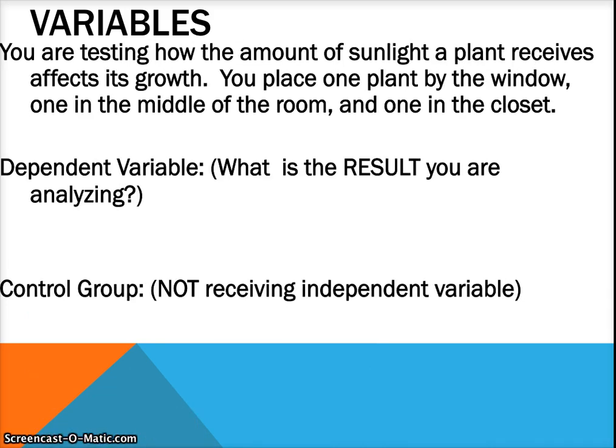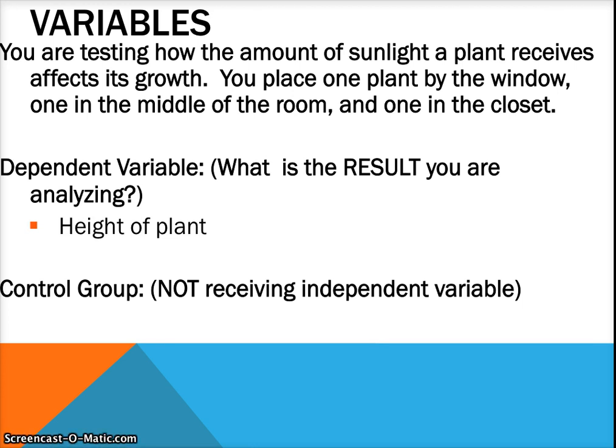Remember, you are testing how the amount of sunlight a plant receives affects its growth, and you placed one plant by the window, one in the middle of the room, and one in the closet. What is the dependent variable? What is the result you are analyzing? Height of the plant.